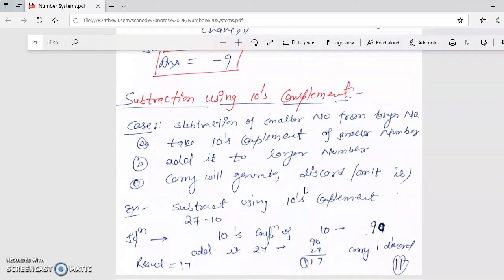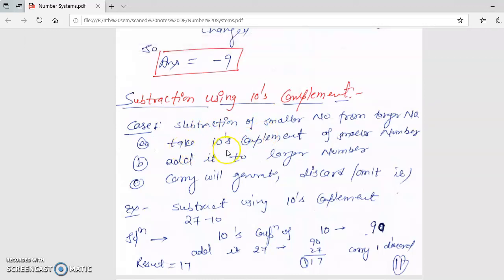Next in this series, subtraction using tens complement. Here two cases also there. Subtraction for a smaller number from larger number, this is a normal case, and the rules are: take tens complement of smaller number, add it to the larger number, carry will generate, discard or omit this carry.